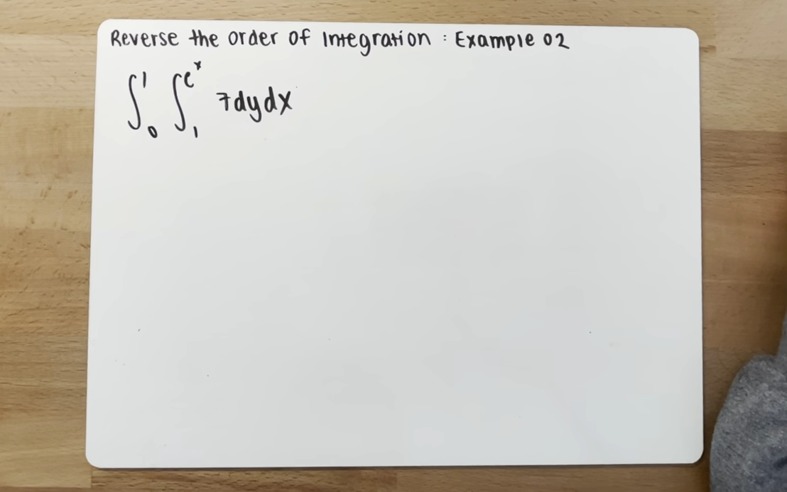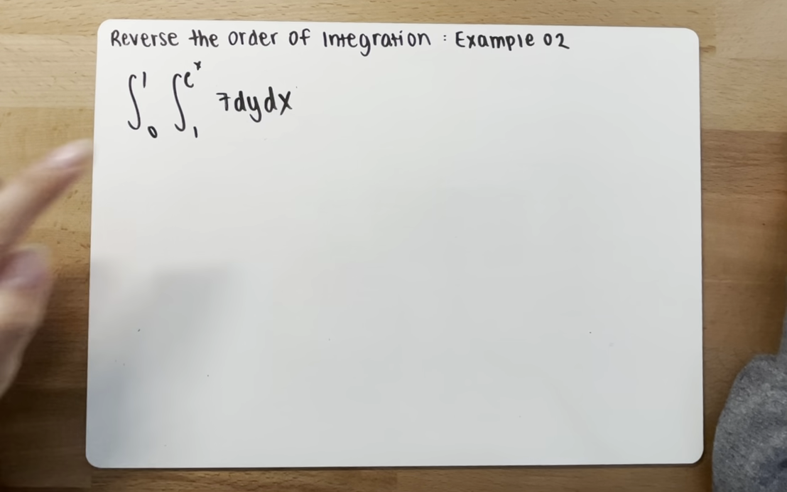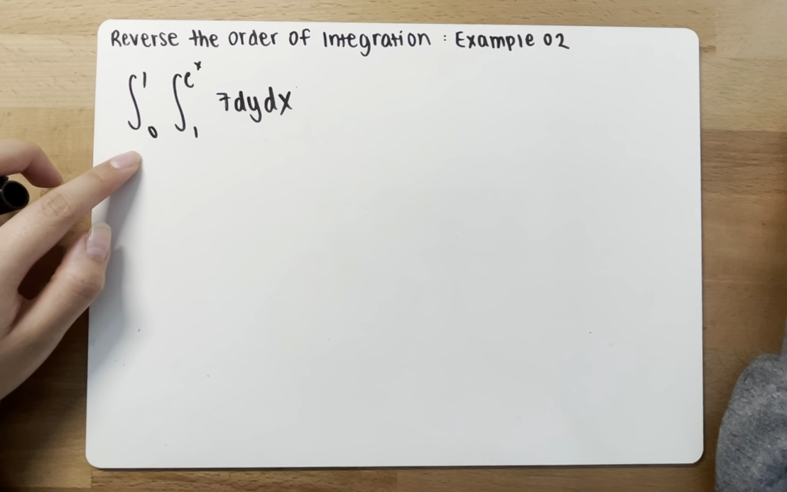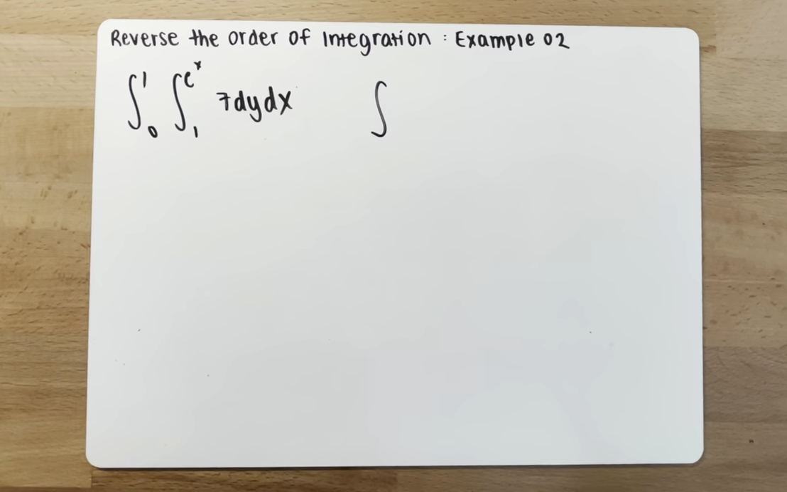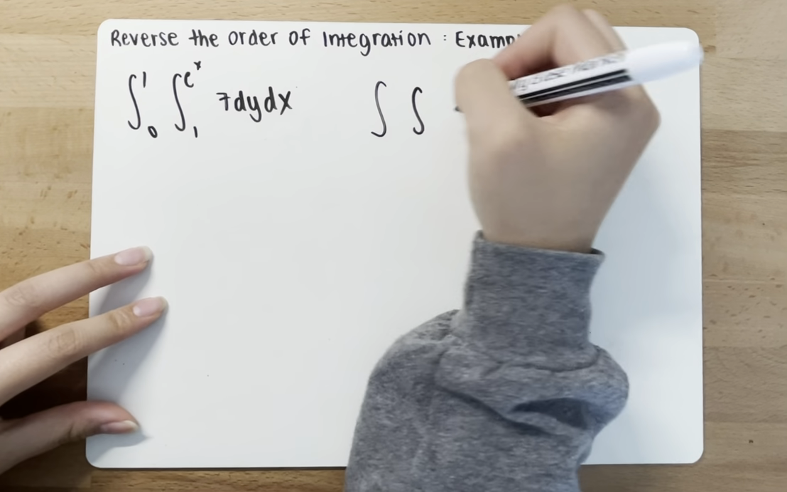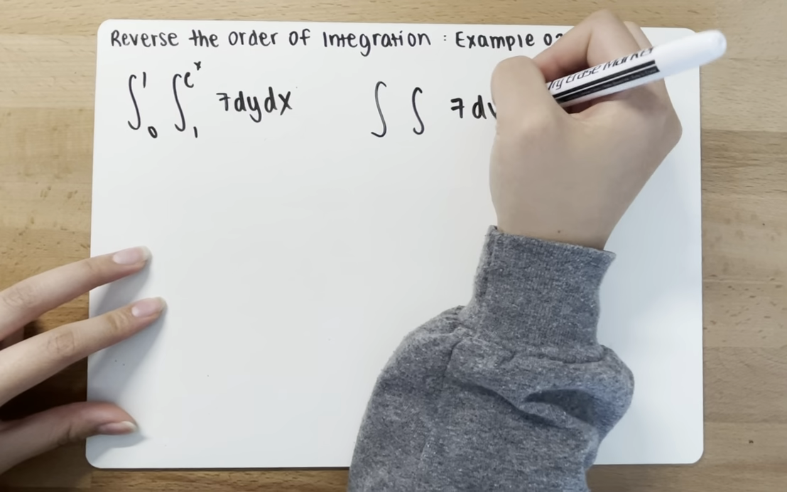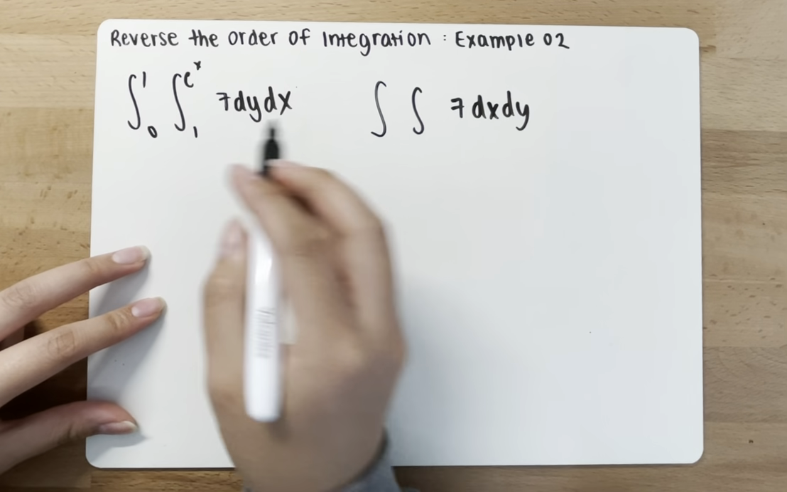In this video, we're going to reverse the order of integration right here. This time we're working with a double integration that includes e to the x power. Okay, so our final double integral should look something like this, dx dy instead of dy dx.